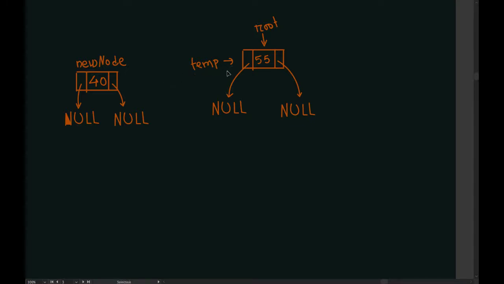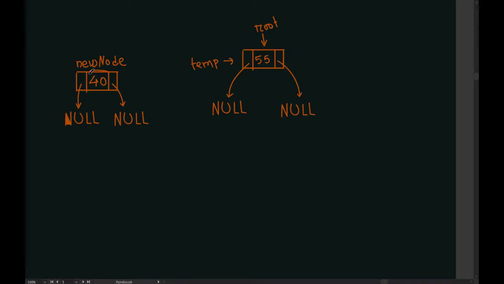Temp is pointing to the root node. Now we'll have to compare these two values, 40 and 55. If 40 is less than or equal to 55, then we'll have to go to the left child, and if 40 is greater than 55, then we'll have to go to the right child. Now I'll have to do the same thing inside the code.